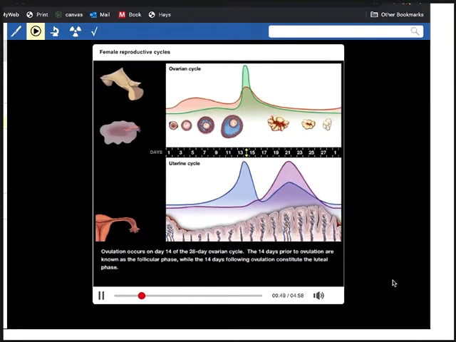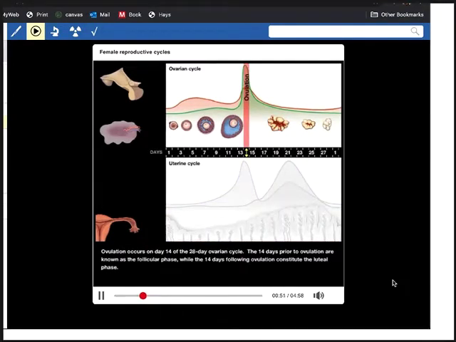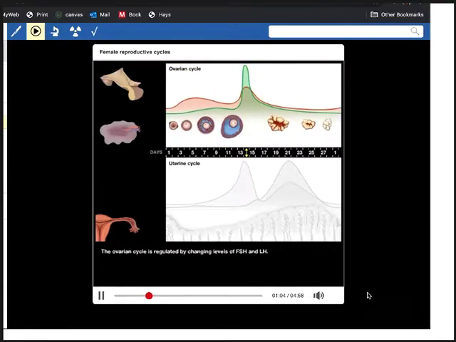Ovulation occurs on day 14 of the 28-day ovarian cycle. The 14 days prior to ovulation are known as the follicular phase, while the 14 days following ovulation constitute the luteal phase. The ovarian cycle is regulated by changing levels of FSH and LH.